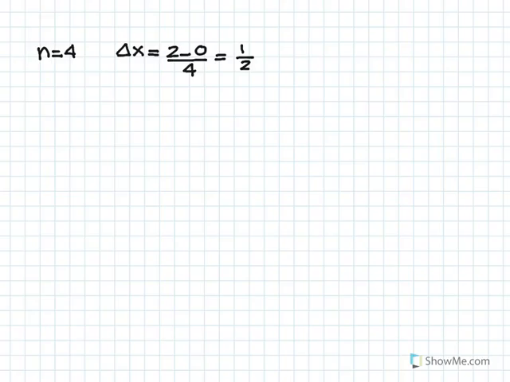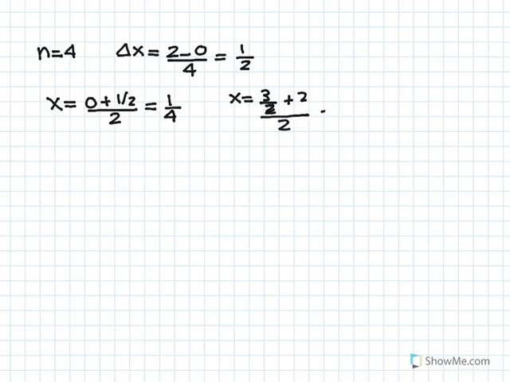The important thing to remember is we need to find the midpoints of every interval. For example, for the first interval, x is equal to 0 plus 1/2 divided by 2. That's equal to 1/4. And for the last interval, x is equal to 3/2 plus 2 divided by 2. That's equal to 7/4.